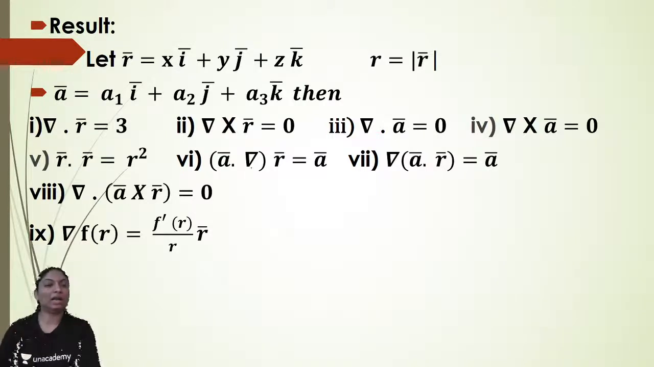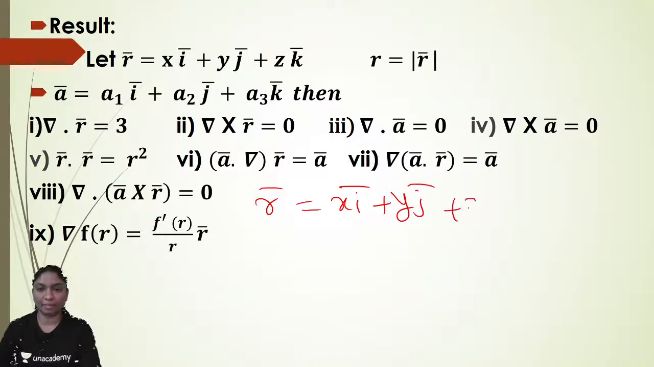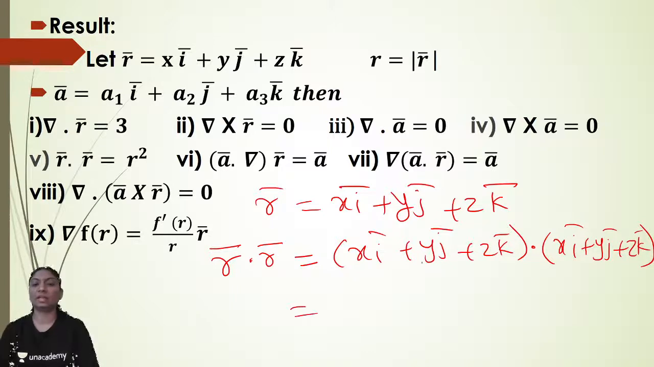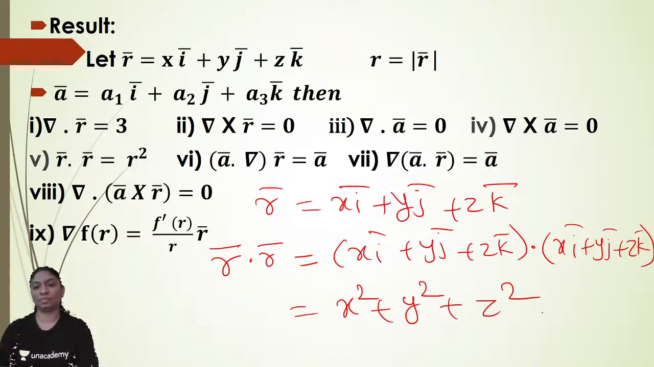Now, r bar dot r bar is equal to r square. It's very simple. Many times we will use it here. Here your r bar is equal to x i bar plus y j bar plus z k bar, and r bar dot r bar, you can take the dot product, x i bar plus y j bar plus z k bar dot x i bar plus y j bar plus z k bar, right? So i bar dot i bar is equal to 1, and here is x square, j dot j is 1, so y square, and k dot k is 1, so z square. So x square plus y square plus z square. So r bar dot r bar is equal to r square.